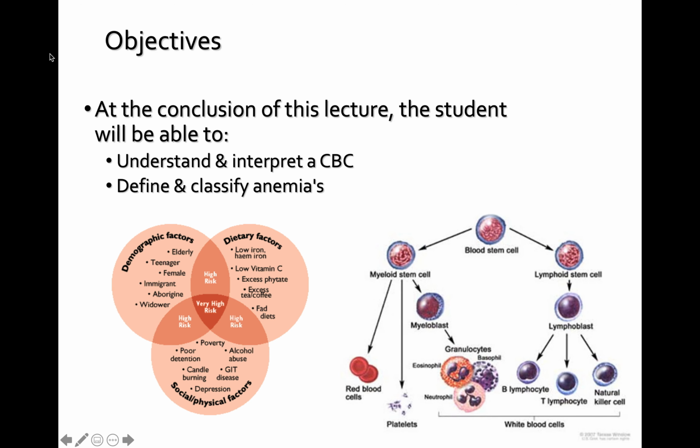So here are our objectives: understanding and interpreting a CBC, and defining and classifying anemias. As you can see here, many factors go into it. We've got demographics, dietary factors, poverty, and sociological and physical factors. Where you live can also depend on whether you're anemic or not, because many different entities cause anemia.